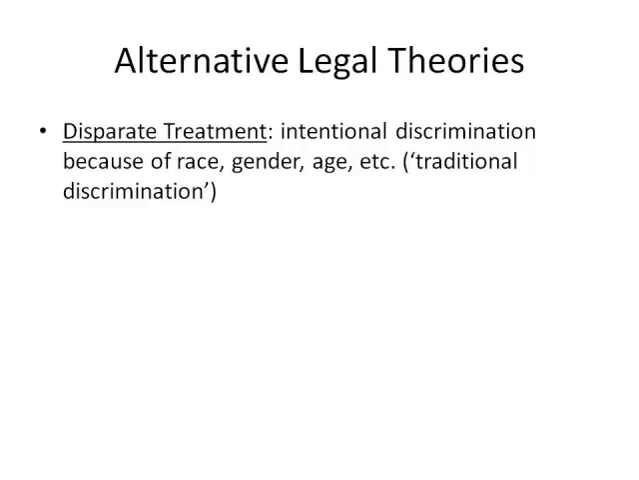There are two alternative legal theories we'll be discussing today. The first is disparate treatment. Disparate treatment is the intentional discrimination because of race, gender, age, or other protected group characteristic. Disparate treatment is the traditional discrimination that we think of.